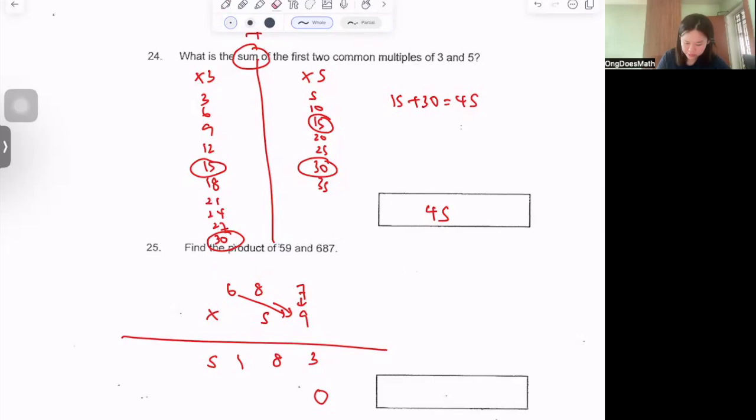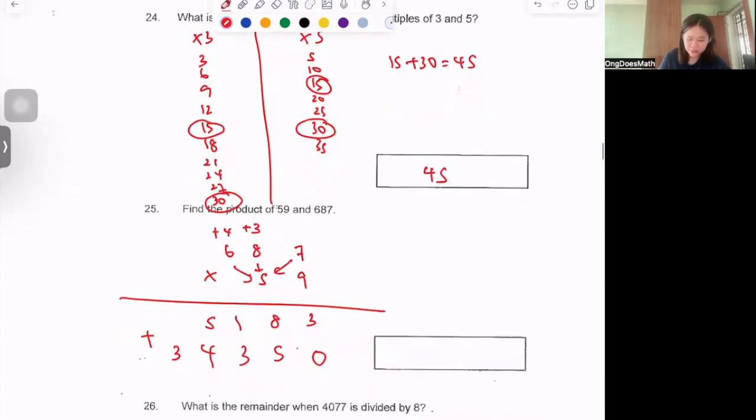Now, we can do the same thing, but with the digit 5. So 7 times 5 gives you 35. Add a 3 here. 8 times 5 gives you 40, but remember to plus 3, so that's 43. Then last but not least, 6 times 5 gives you 30. Don't forget to plus 4, so that's 34. So now you just have to sum up these 2 rows.